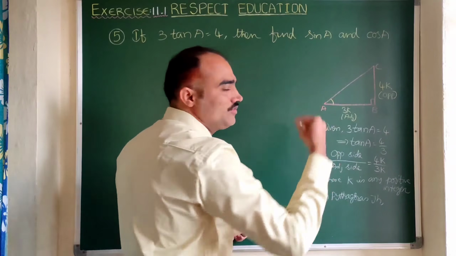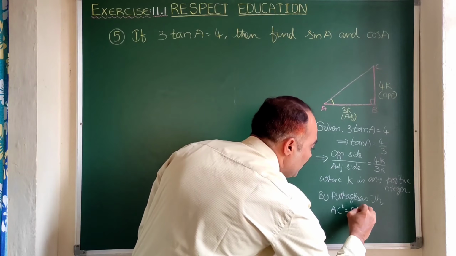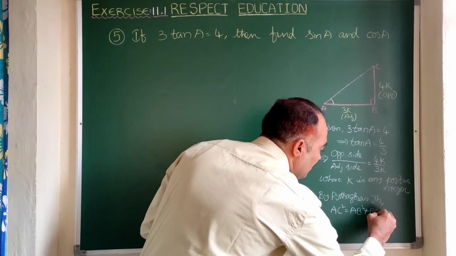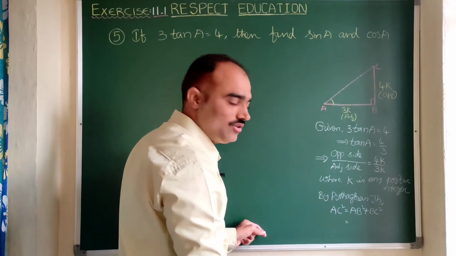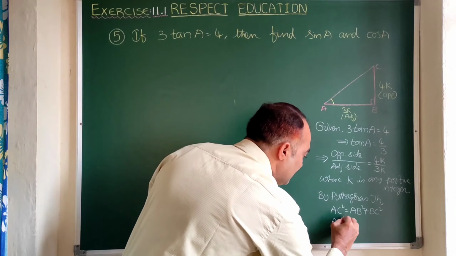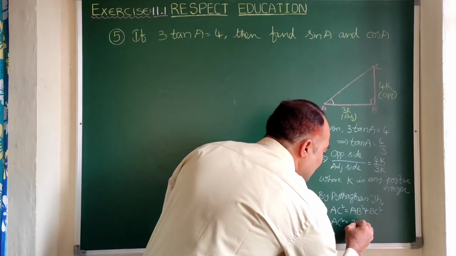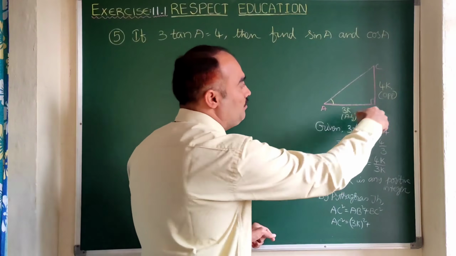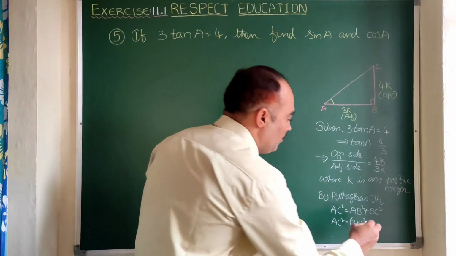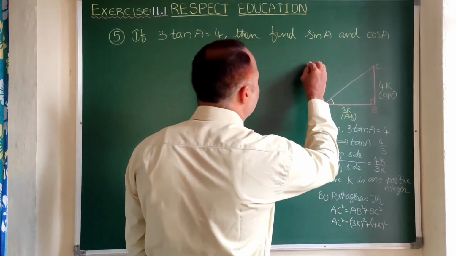So here hypotenuse square means AC square. AC square equal to AB square plus BC square. So here let us substitute values. AC square is not known, let us write it as it is. AB square. AB is how much? 3K, so 3K whole square. Same way BC square. BC how much? 4K. So BC square will be 4K whole square.